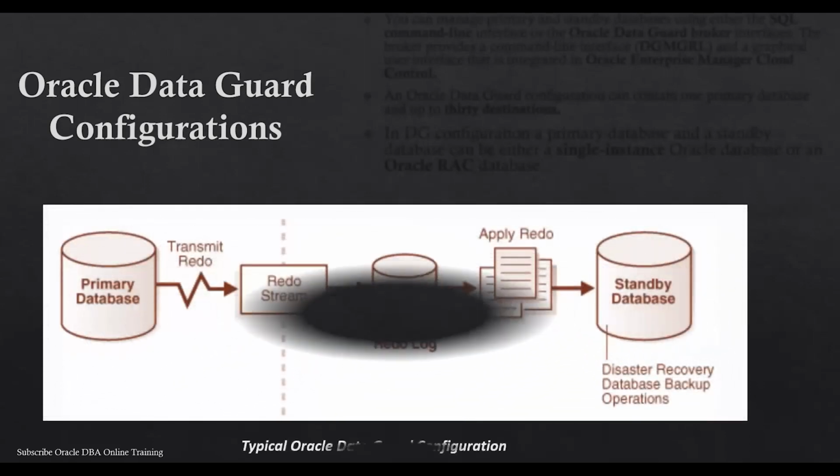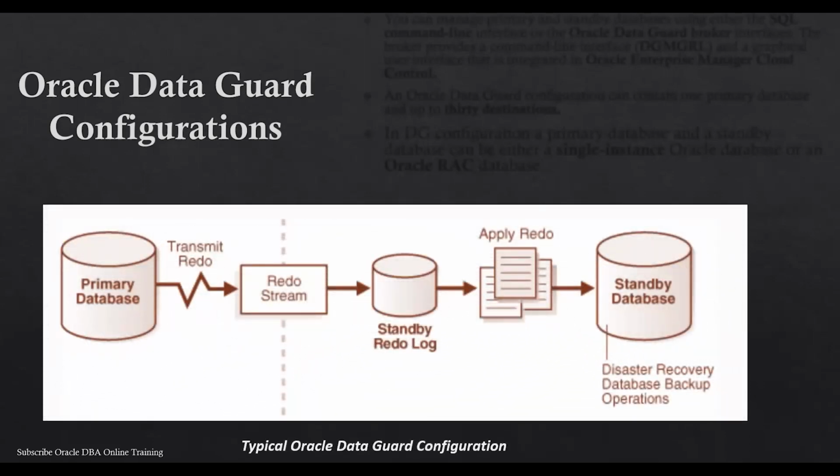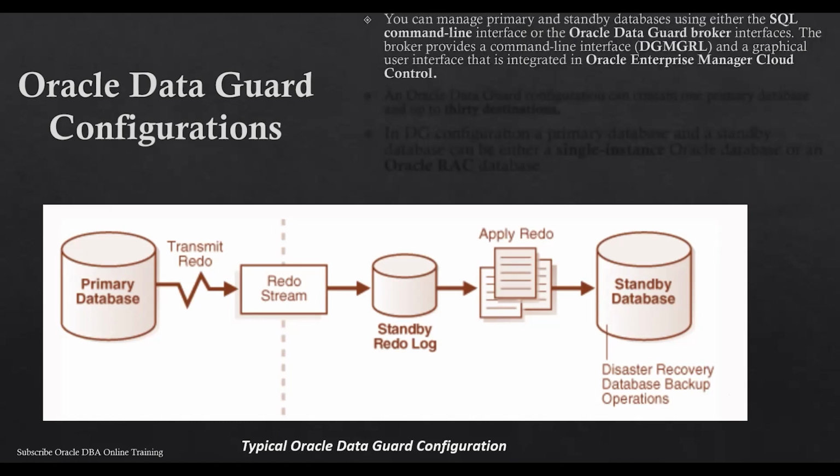The next part is Oracle Data Guard configuration. So we have this traditional architecture, you can say. We have the primary database along with the standby database. Redo transmission happens from the production to the standby side. All the changes happening on the production will be transferred through a redo stream. On the standby side, if you have the standby redo log, it will apply those changes to the standby database.